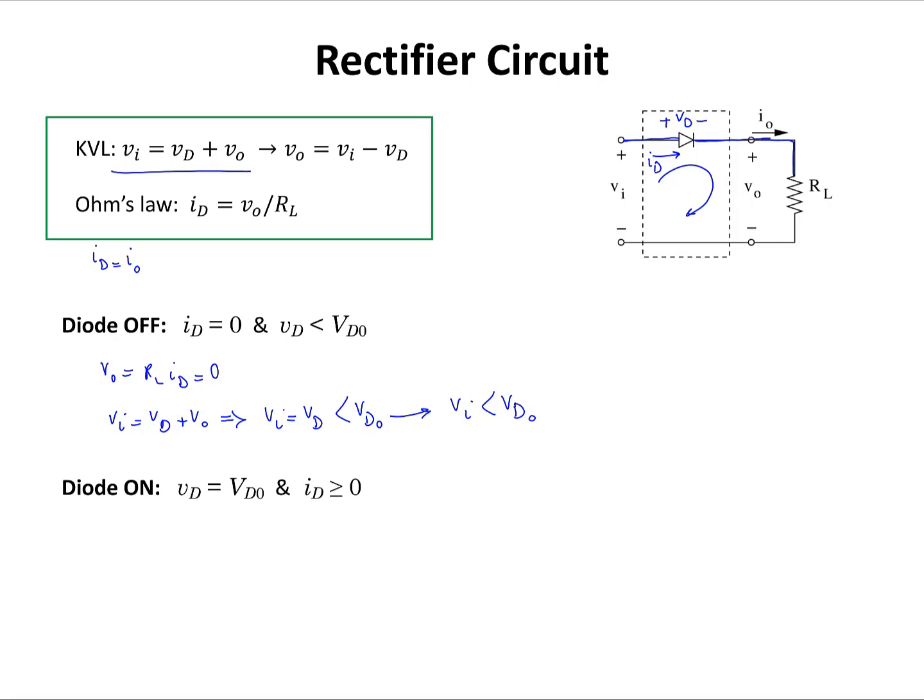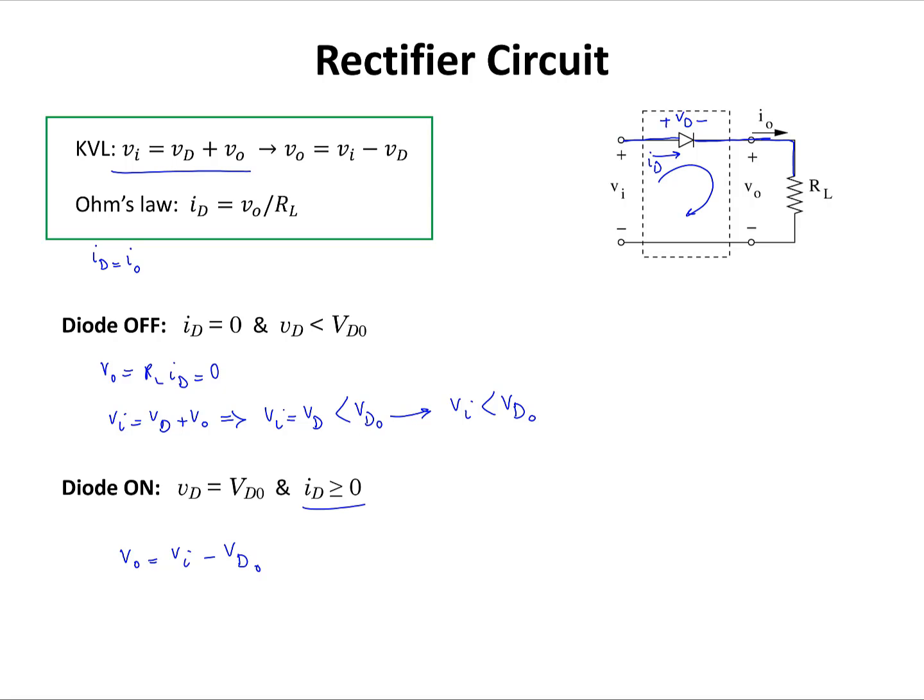Let's move on to the case of the diode being on. If the diode is on, the voltage drop across the diode is equal to Vd naught and Id is greater than or equal to 0. From there, I know that Vout equals Vi minus Vd naught. I found the relationship between input and output in this region. For this condition of the diode, I found this input-output relationship when the diode is on, and I would like to find the range of Vi for which this condition holds, and I can use this inequality.